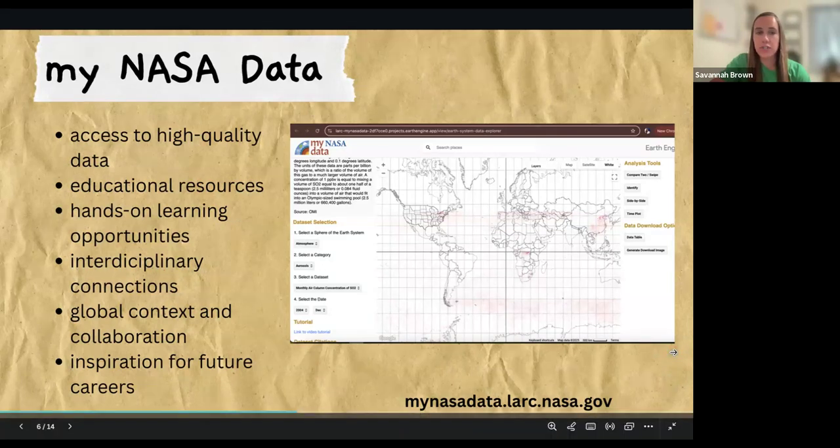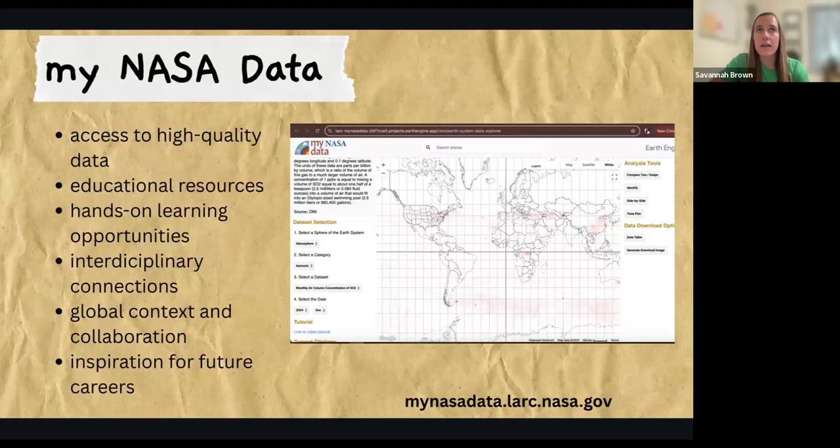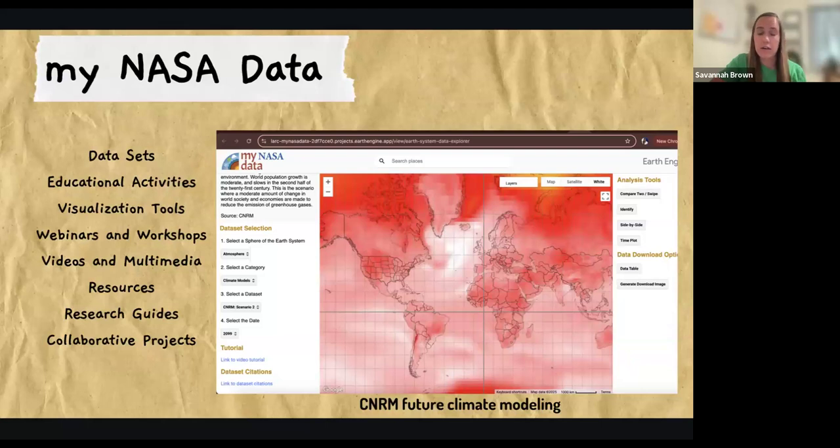And then inspiration for future careers. They have a lot of information. I'm going to go to the next slide to talk about this on the CNRM future climate modeling. And if you're not familiar with that, that's a meteorology research study out of France, I believe. And they are climate modeling for what mitigation could look like for the climate in the future, or what it could look like if we continue the way that we are. And then I just put a list of other things that My NASA Data provides for educators on the side of this slide.